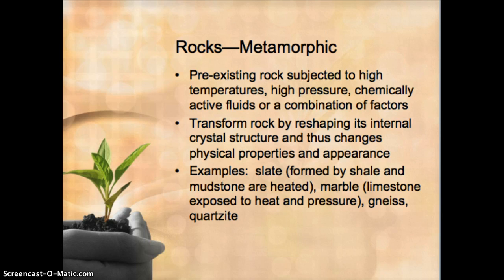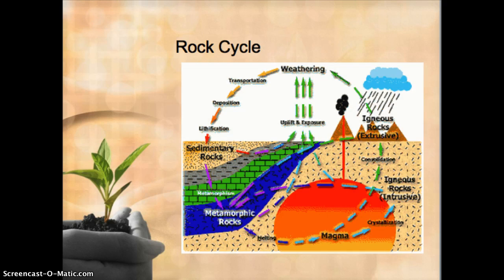Marble is essentially just limestone, and limestone is not very valuable. Marble, you're going to pay a lot more for. It forms whenever limestone is exposed to heat and pressure. Gneiss and quartzite are two other types of metamorphic rocks.